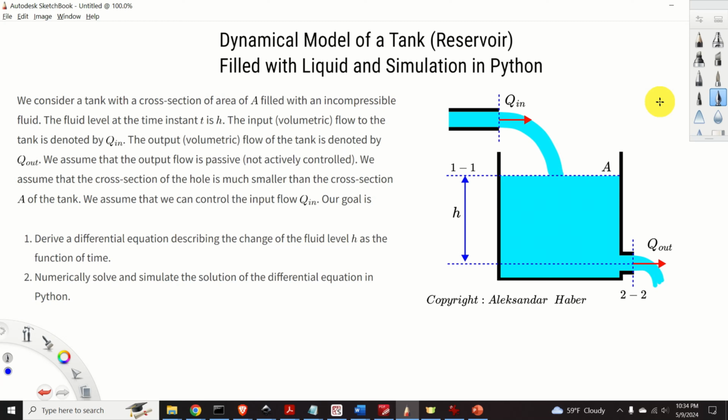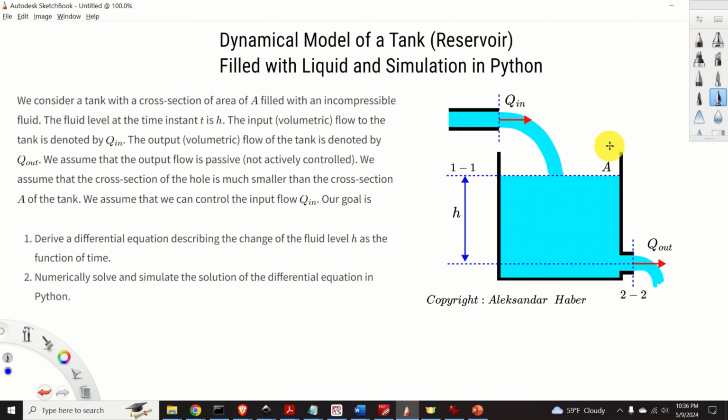Hello everyone! In this control engineering, control theory, and process control tutorial, we explain how to develop a dynamical model of a tank or a reservoir filled with liquid and how to simulate such a model in Python. This is a classical problem for understanding the dynamics of fluids and process control systems.